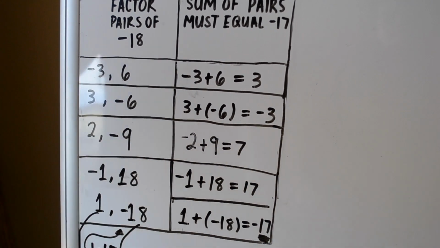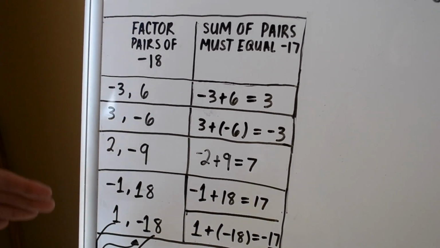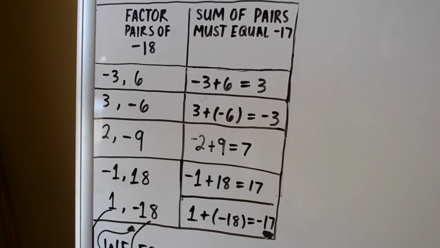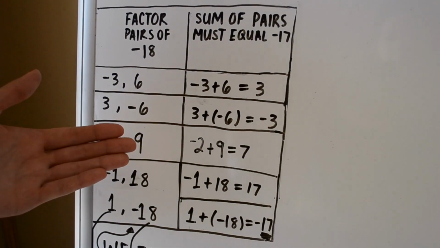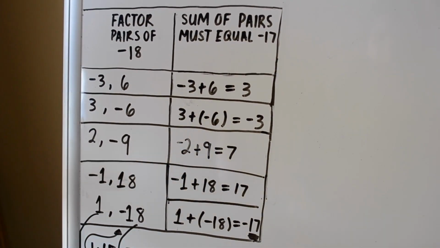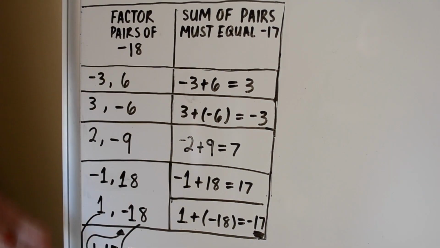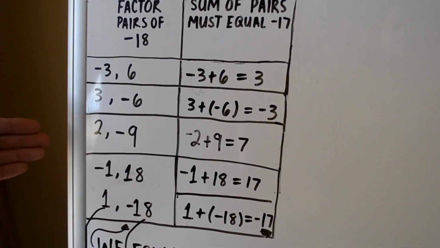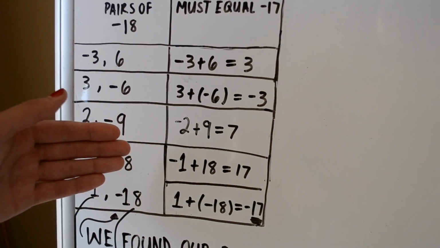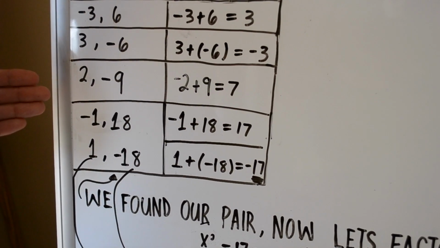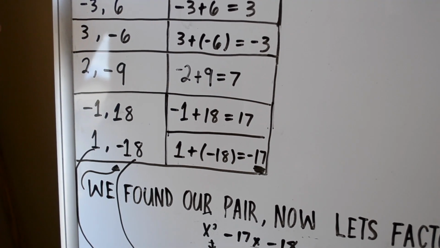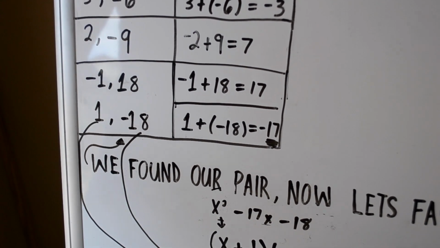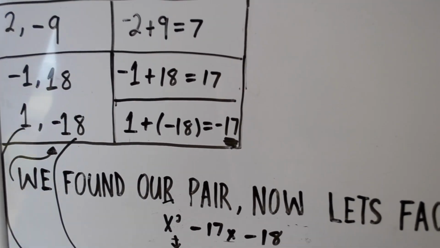Those two numbers when added together must equal negative 17. Negative 3 times 6 equals negative 18, but negative 3 plus 6 equals 3, not negative 17. So we try again. 3 plus negative 6 equals negative 3. 2 plus negative 9 equals negative 7. Negative 1 plus 18 equals 17. Not there, but close. 1 plus negative 18 equals negative 17. So there we go, we have our pair.